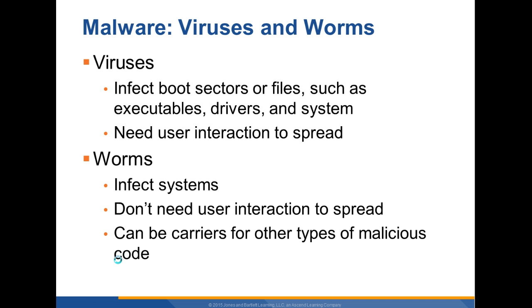Worms infect systems. They don't need your interaction to spread. They can be carriers for other types of malicious code. Typically, they scan the system for flaws and exploit the flaws to infect other systems, and generally they go along a path of a network, infecting all of the computers, all the nodes on that network.